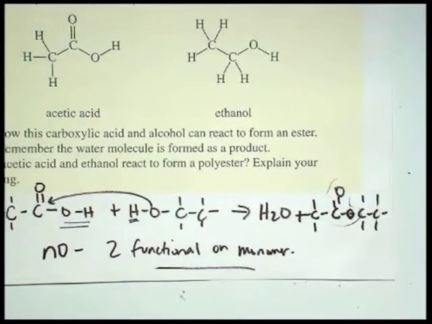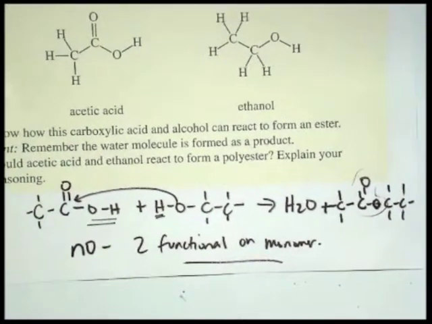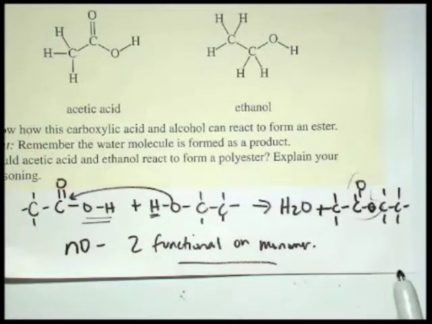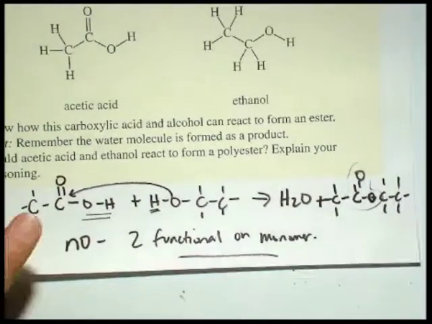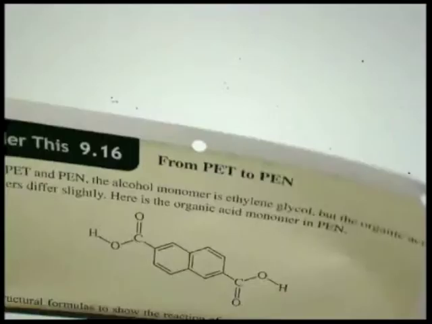So that's one of the differences between a condensation reaction and an addition reaction. The addition reaction, since you're just breaking that double bond, you don't have to have functional groups. You just have to have the double bond. Whereas with this, you have to have the alcohol and carboxylic acid functional groups for this particular type of polyester. Okay, the next question to consider is this one.